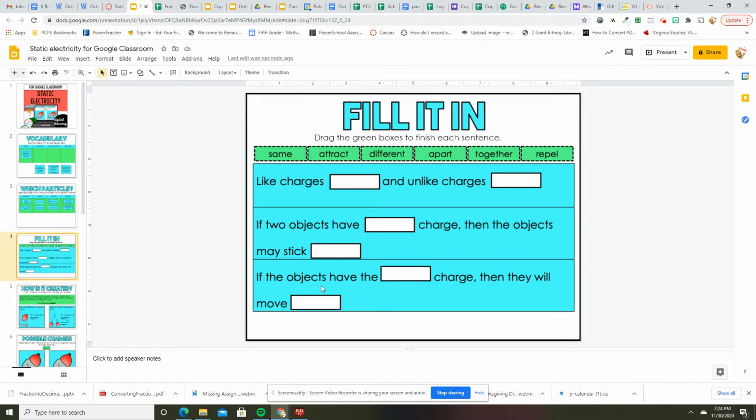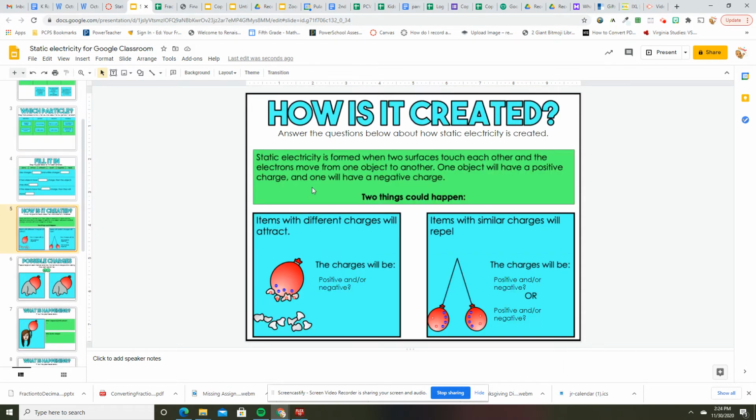So to fill in, drag the green boxes to finish each sentence. Like charges, are they going to blank, and unlike charges blank? So I think you guys can fill this one out, put them in the correct order. How is it created? Answer the questions below about how static electricity is created.